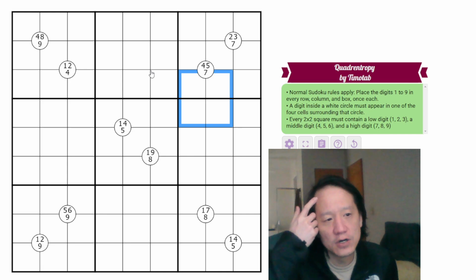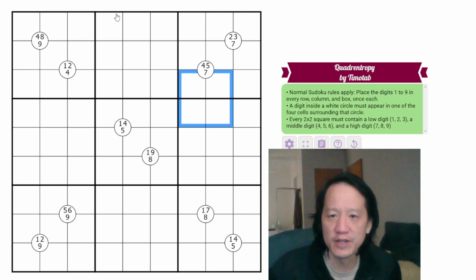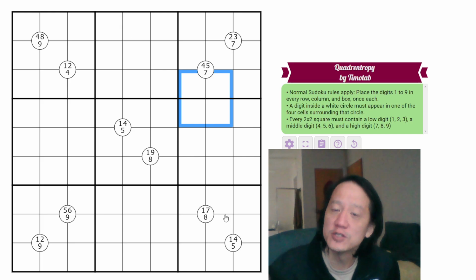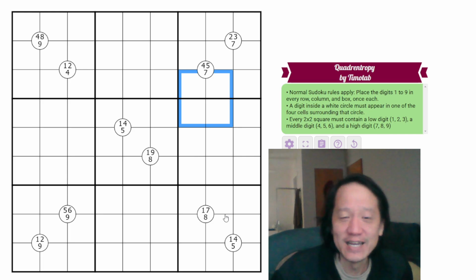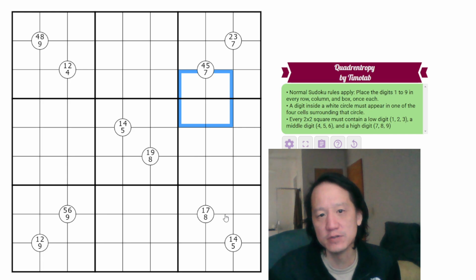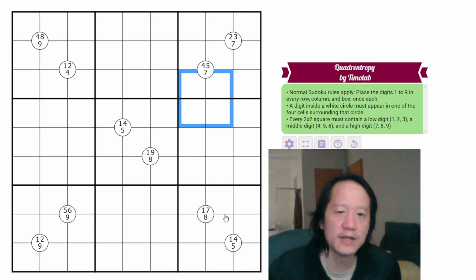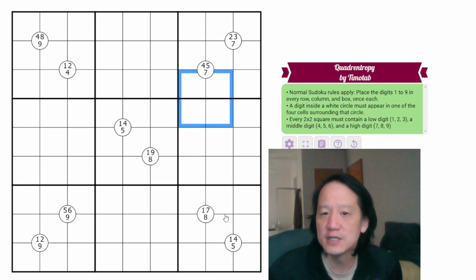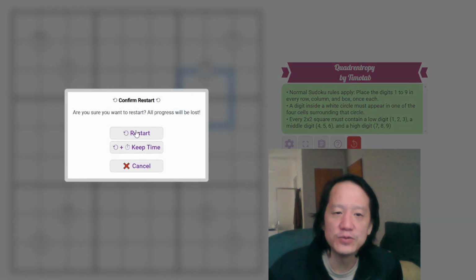And that's usually called the entropy rule set, the 2x2 entropy rule set, I think. And that's why this puzzle is called Quadrentropy. I still can't really say it right, but it's combining the quadruple circle rule with the entropy rule, and making a puzzle out of it. Anyways, if you'd like to play along, there's going to be a link in the description. And now, let's learn how to Sudoku.